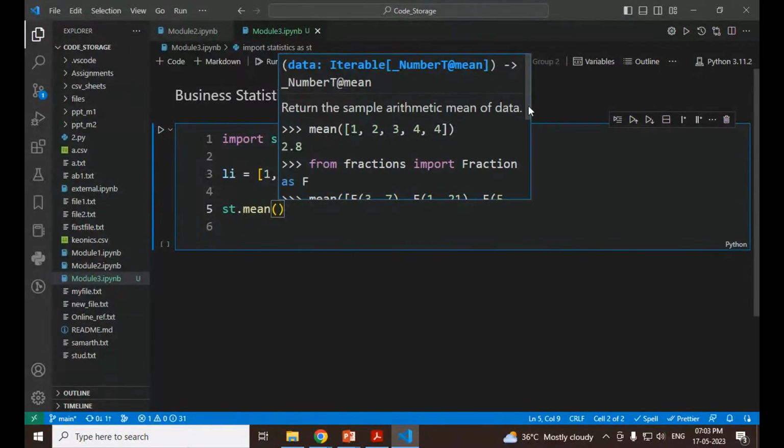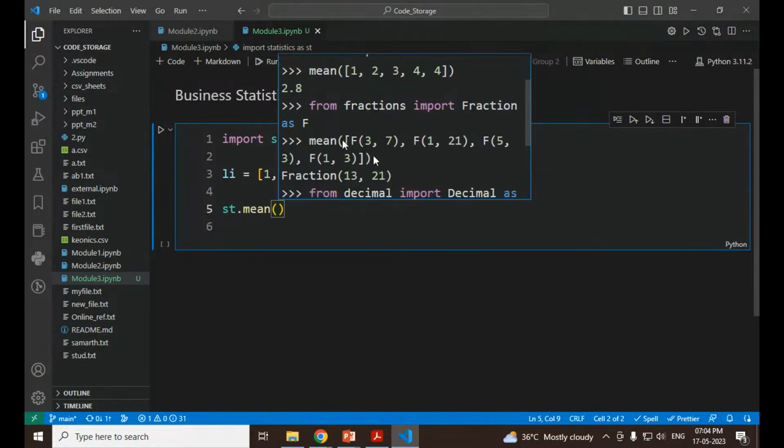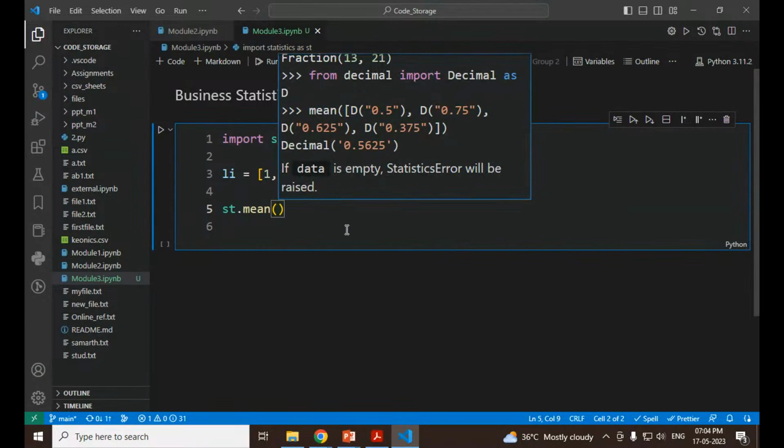So it explains something to you. Return sample arithmetic mean of data. It is explaining, you 1, 2, 3, 4, 4. The answer is 2.8. Is that right? This 14, 14.5, yes, 2.8. Same way it is also explaining with respect to fractions: mean of a list and a tuple of fractions 3, 7, 1, 28. You can find out decimals also. For decimal, D, you can add it. Yes, that's how it is.